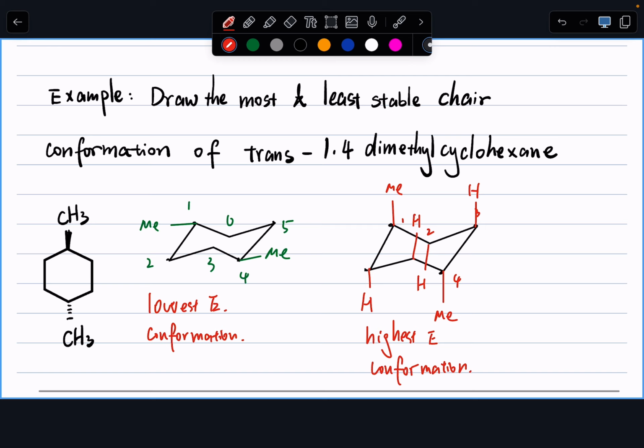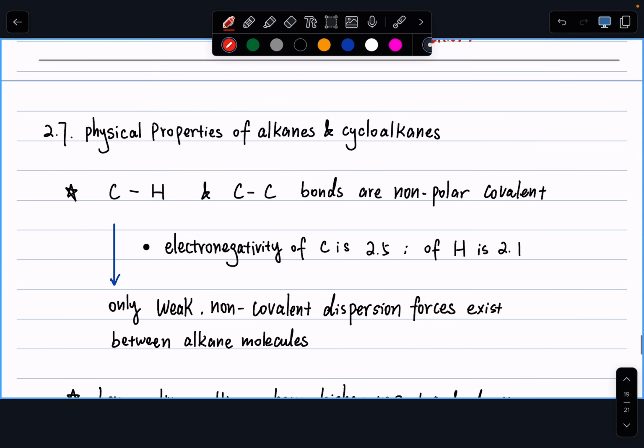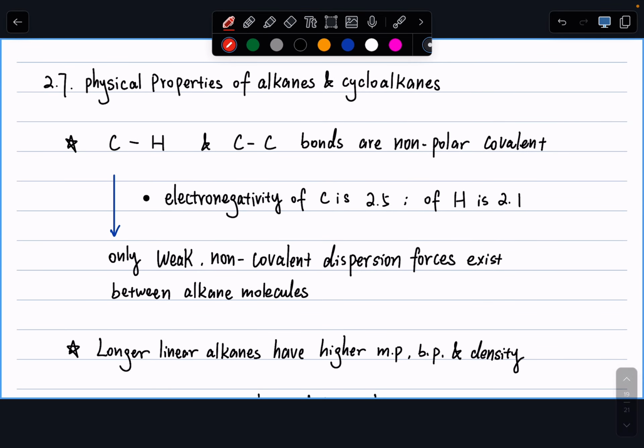Okay, we have about 5 minutes left. We'll quickly finish up our chapter 2 on physical properties of alkenes and cycloalkenes. Typically, alkenes themselves are pretty chemically inert molecules. In chemistry, you don't do too much reaction with normal alkenes. That's why when you write an R group, you typically assume it's just some kind of alkene group that doesn't react with the rest of your molecule.